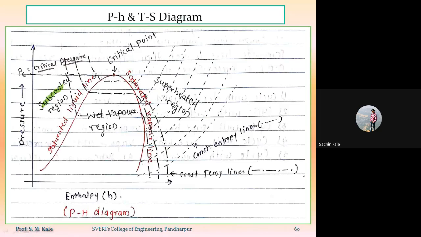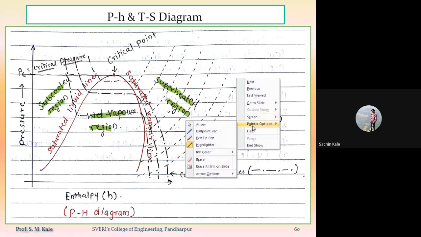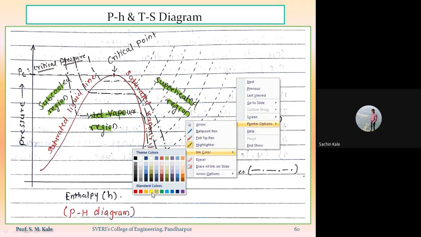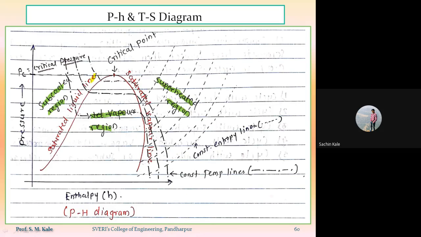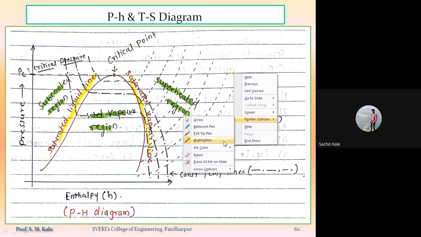This is called a subcooled region. Mention this. This is the wet paper region. This is the superheated region. These are the three regions. This is called a saturated liquid line. This is the saturated vapor line. And one more point will be there, called a critical point.